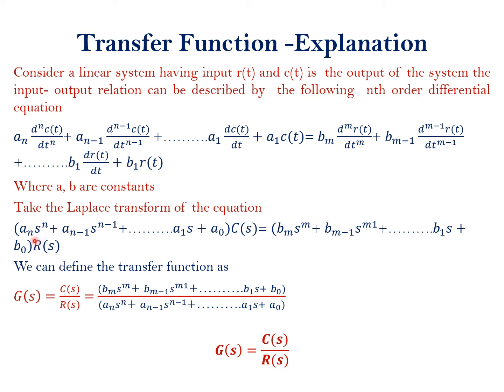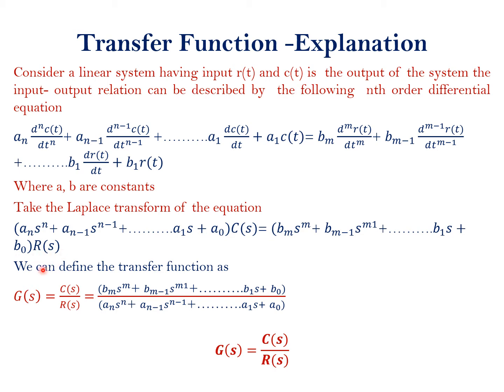So an s power n into C of s plus a n minus 1 s power n minus 1 into C of s plus a1 into s plus a0 into C of s. Okay, C of s is taken outside. So inside we are having this term. And in a similar manner, Laplace transformation of the right hand side of the equation is bm s power m plus b m minus 1 into s power m minus 1 plus b1 into s plus b0 into R of s.